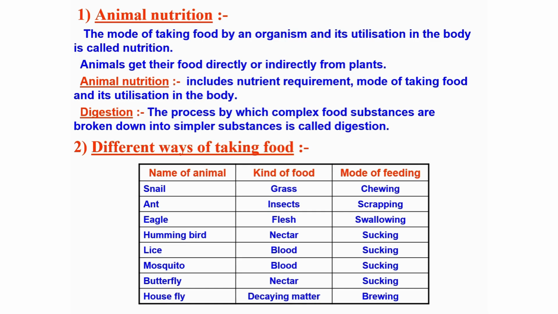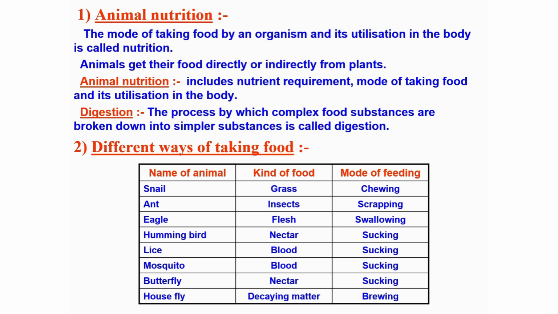Snail, the kind of food is grass, mode of feeding is by chewing. Ant, kind of food is insects, mode of feeding is scraping. Eagle, kind of food is flesh, mode of feeding is by swallowing. Hummingbird, kind of food is nectar, mode of feeding is by sucking.